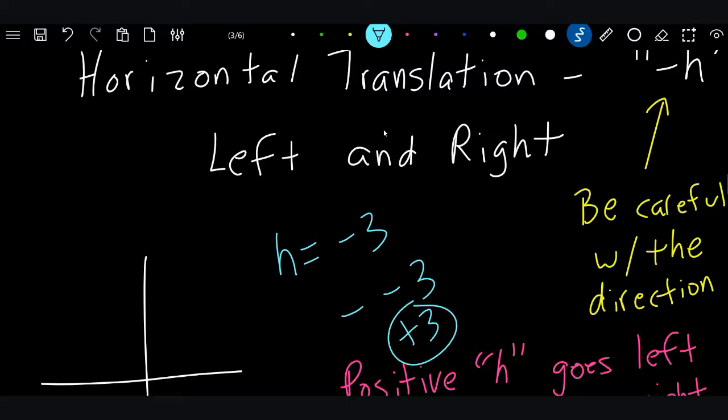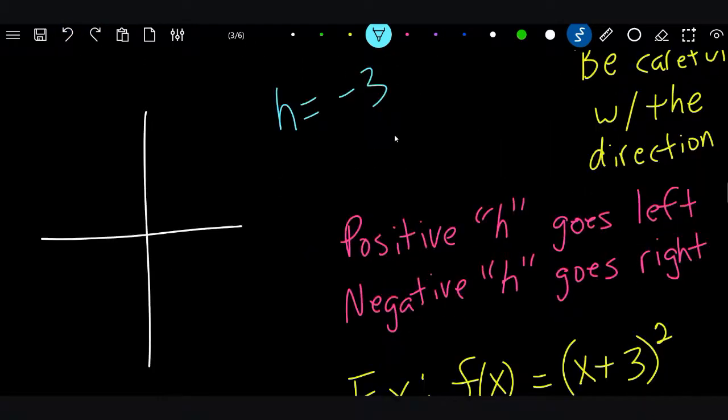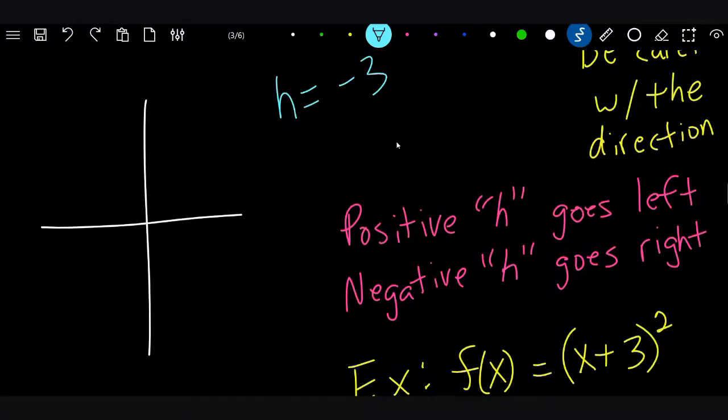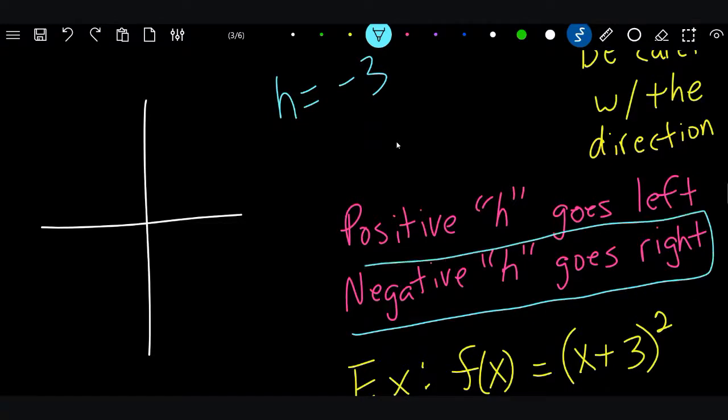So what's going to happen here, and this is mind-blowing, okay, is that a negative h goes to the right. A negative h goes to the right. Wait a second. No. Now listen, Mr. Steve, this is positive and this is negative. So I know that the positives have to go this way.